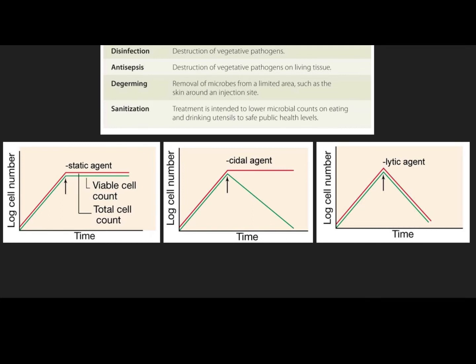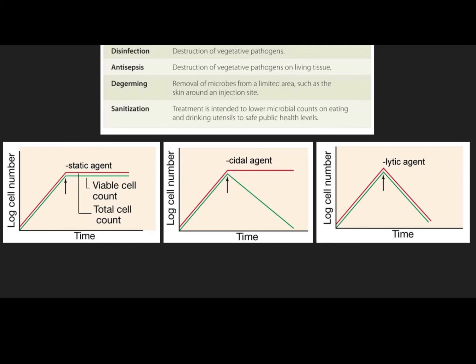If those agents are specifically aimed at bacteria, we call them bacteriostatic or bactericidal or bacteriolytic, virucidal, fungicidal, right? All of those different things, but a catch-all phrase would be to call them microbistatic, microbicidal, or microbilytic. So the prefix there gives you an idea of who you're controlling. The end of the word, the suffix there, gives you an idea of how you're controlling them.